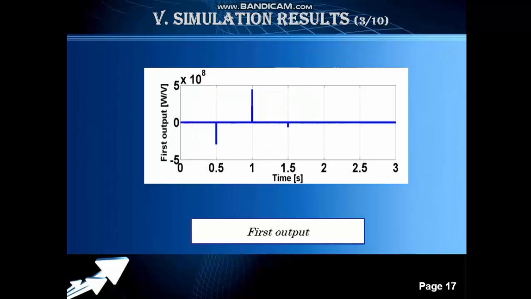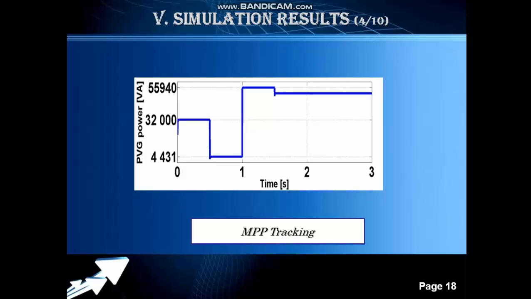This figure presents the curve of the first output, which is the derivative of PVG power in function of PVG voltage Vp, which converges to 0 with a very good precision and very fast response time. The convergence of the first output to its reference implies the achievement of the MPPT under abrupt variation of solar irradiation and temperature and in presence of system disturbance, as shown in this figure.